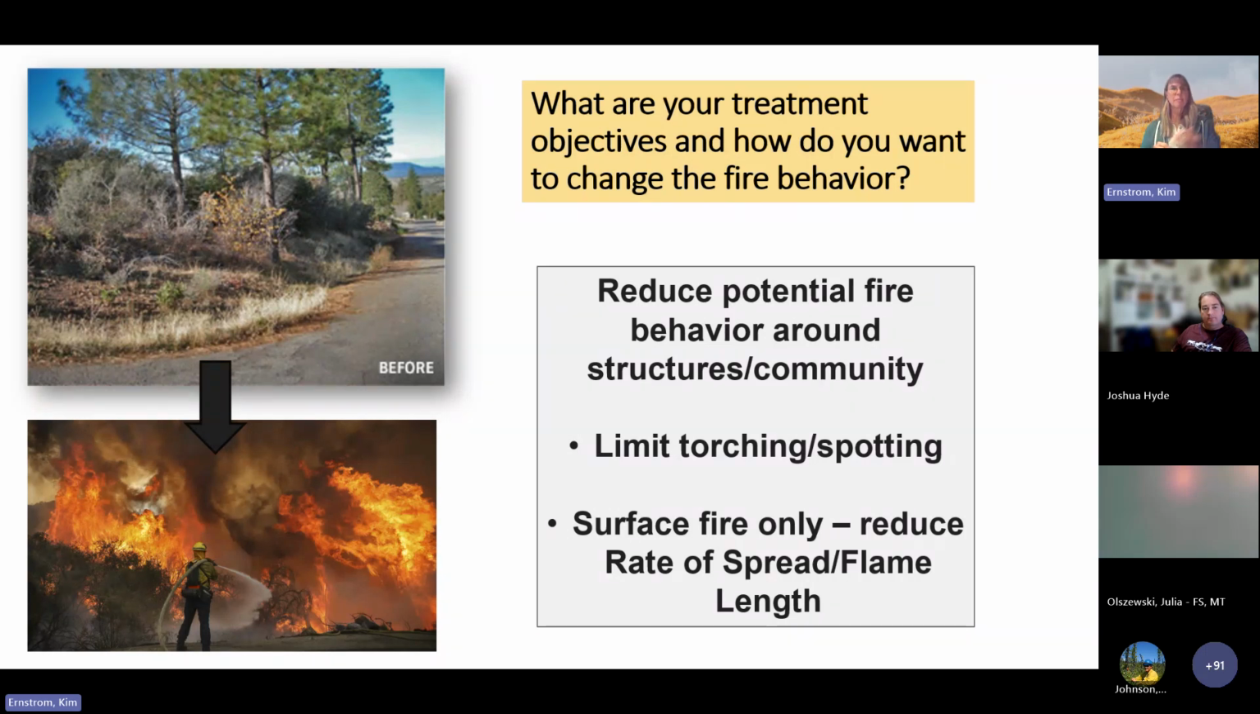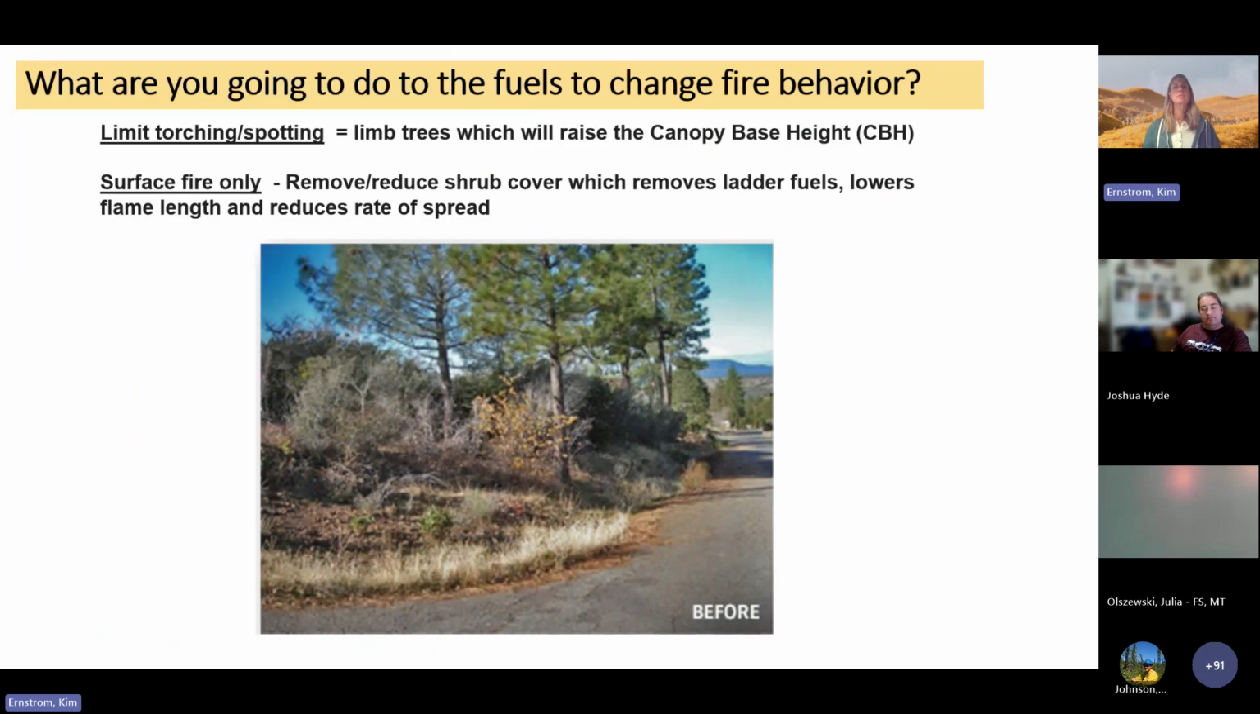So if I have this before picture, we obviously want to change that to make the structures and such in that area much more defensible with our fuels treatment, right? Very typical fuels treatment type of scenario. So that's what we're after. So what am I going to do? What is my fuels treatment going to look like?